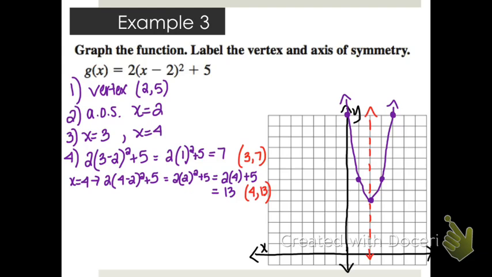Graph looks much better than the ones I've done in the previous slide. Oh yeah, and I didn't write this down, but remember our last step is to reflect, which is what I just did about the axis of symmetry.